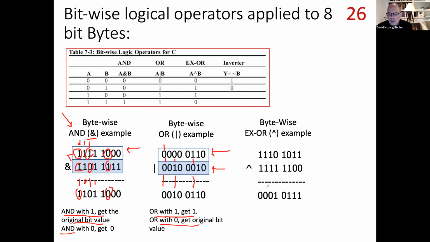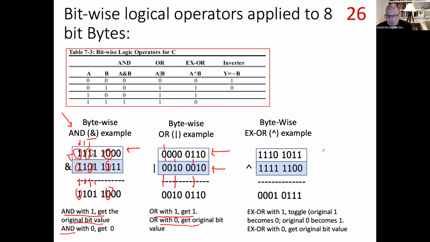Okay. Let's look at the exclusive OR. Okay. So assuming I'm starting with these top ones here, right? And suppose I take in this position here, I look at what happens if I exclusive OR that with a 1, I get a 0.